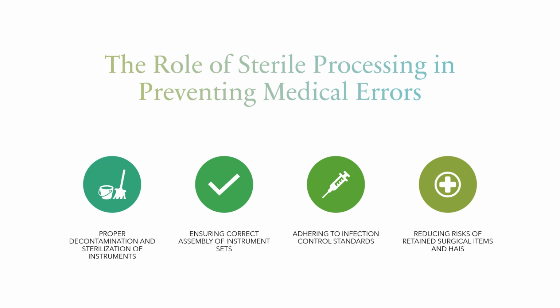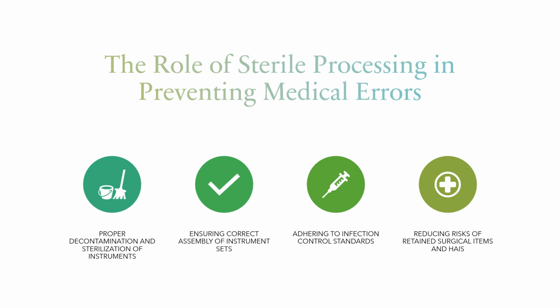Now, the role we have in reducing retained surgical items is ensuring that when we create those count sheets, we are adequately and accurately transcribing the instruments that are on that set. So let's say the set calls for 5 cryos, but we put 6.